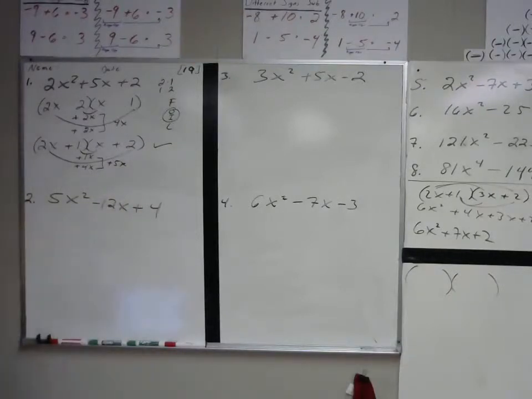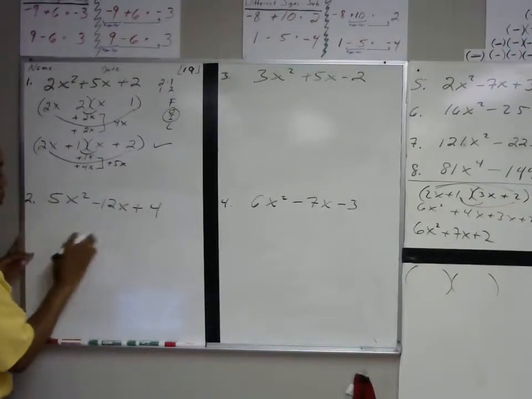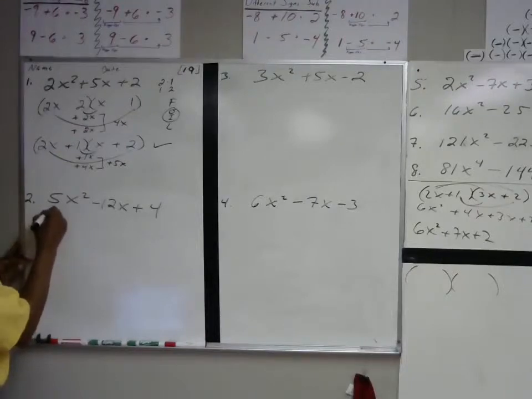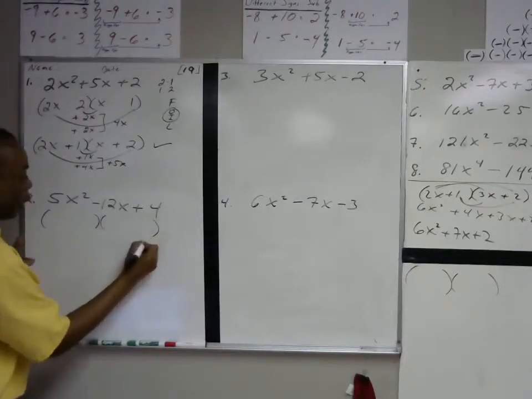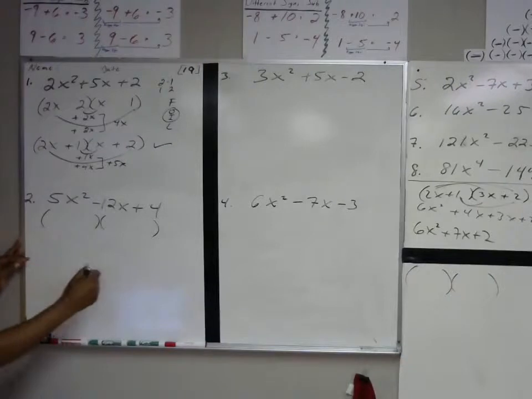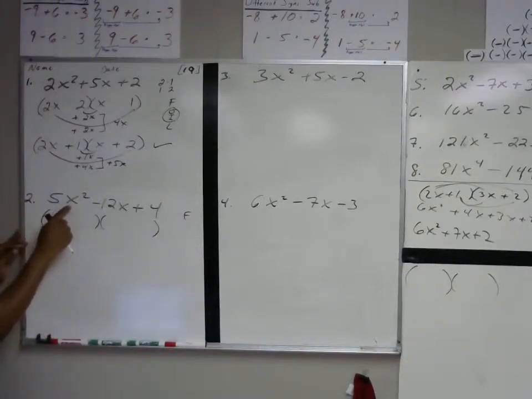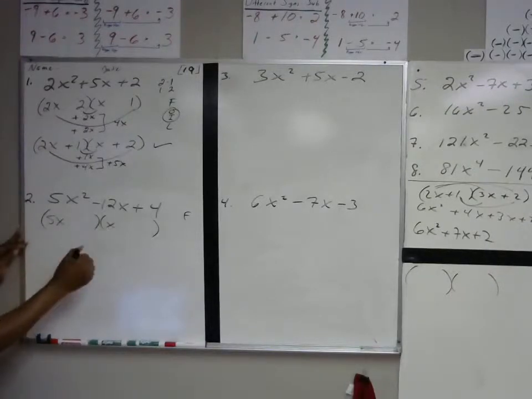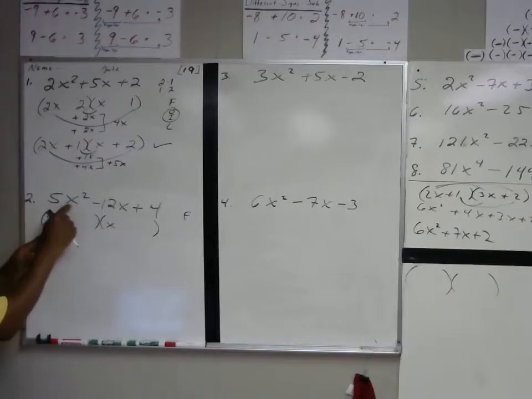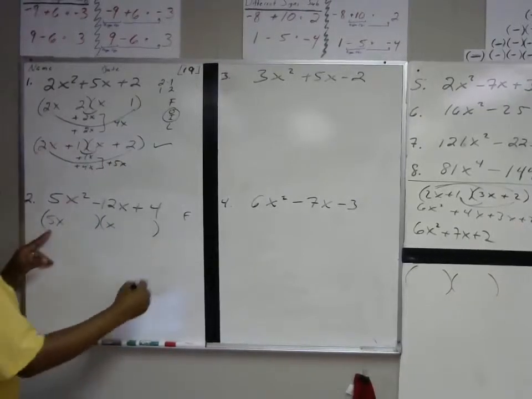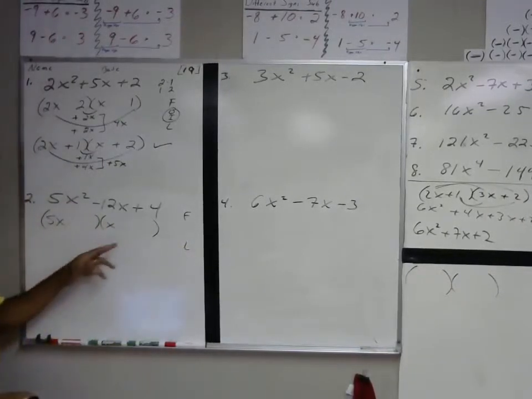Okay, let's try this one here. Let's find out what this used to be before multiplication. So I write two binomials, get it ready. And I deal with the first, which is the 5x squared. That used to be 5x times x. So we multiply 5x times x, you get 5x squared. So that's the first. Now, let's deal with the last, the 4.